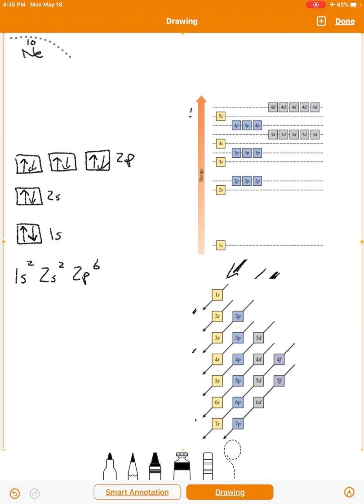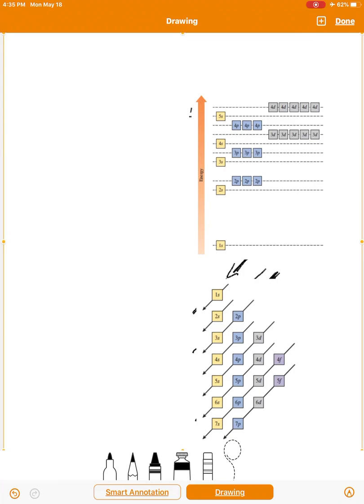Let's try another one. We could try one that actually has more electrons than that. Let's try one that has a lot more electrons than that. Let's try bromine. Bromine has 35 electrons, right? Just as a reminder, in the periodic table, the atomic number of bromine is 35, which is really the number of protons in the nucleus. But since it's an atom, the number of electrons is also 35. Okay? So now we got 35 electrons to go.